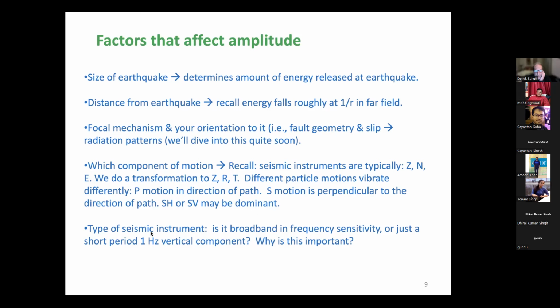Finally, the type of seismic instrument also plays a role. Is it broadband in frequency sensitivity, or is it just a short period seismometer? This is important because if my seismometer is only sensitive to higher frequency waves, such as 1 Hertz and above, it might not get a 10-second S wave. Or if it does, it'll be significantly reduced in amplitude. So the instrument affects the seismogram that you are observing.